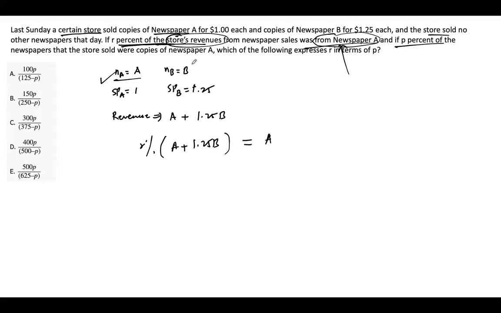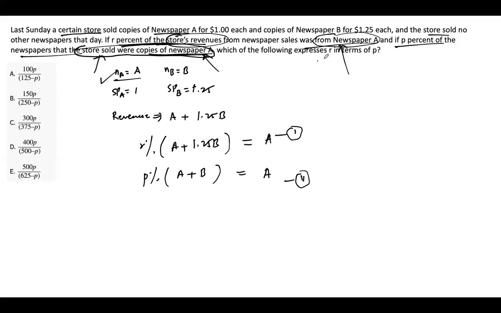And if P% of the newspapers that the store sold were copies of newspaper A, P% of the newspapers, how many newspapers did it sell on Sunday? A plus B. So P% of this value is equal to the number of newspapers of A, which is A. So we have two equations and how many variables? Four variables: A, B, R, P. And you need R and P. That means you need to somehow eliminate A and B.